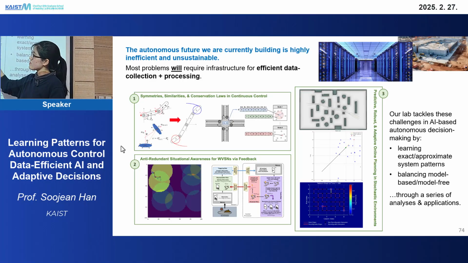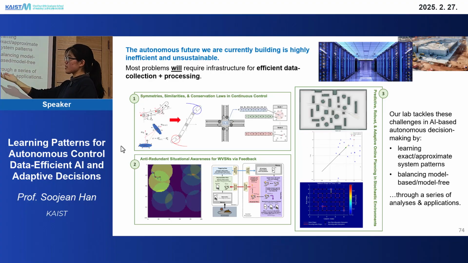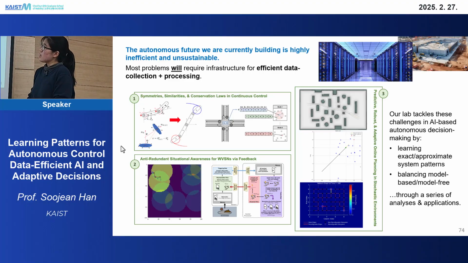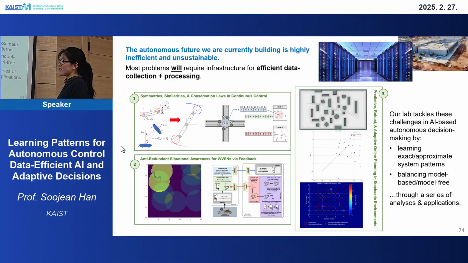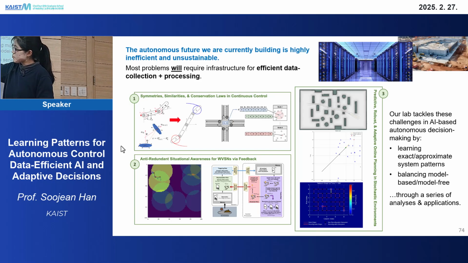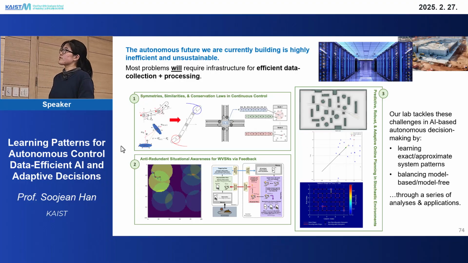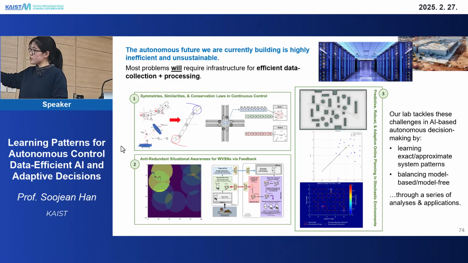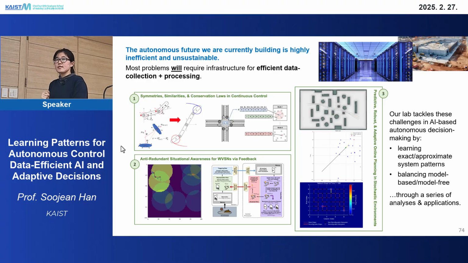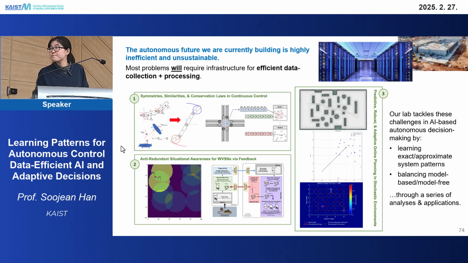So symmetries, similarities, and conservation laws in these kinds of robotic control and continual learning problems, and anti-redundant situational awareness for distributed data gathering by including this broadcast feedback over here, as well as predictive, robust, adaptive online planning in stochastic environments, where here stochastic means the uncertainty can happen either in the environment itself or the dynamics.